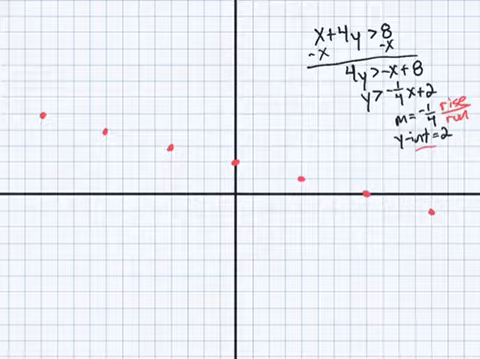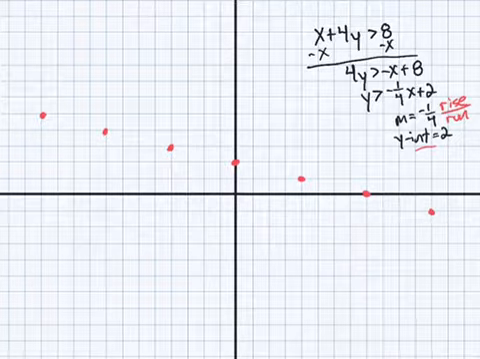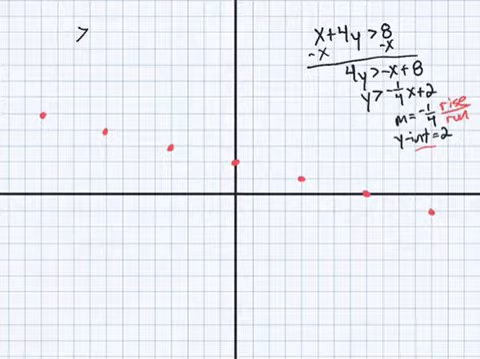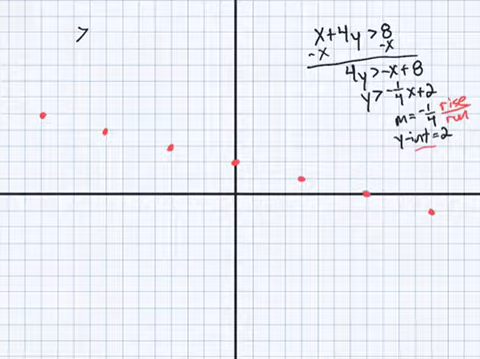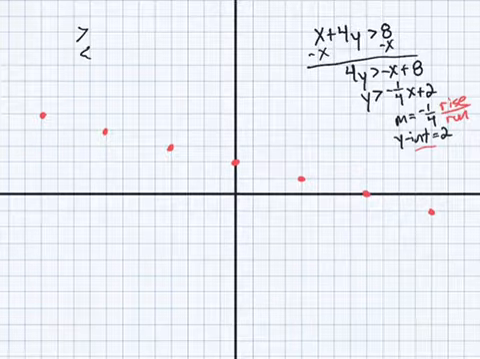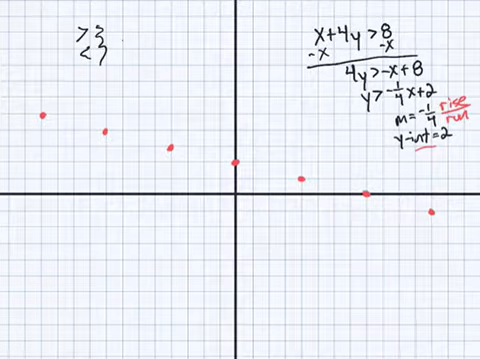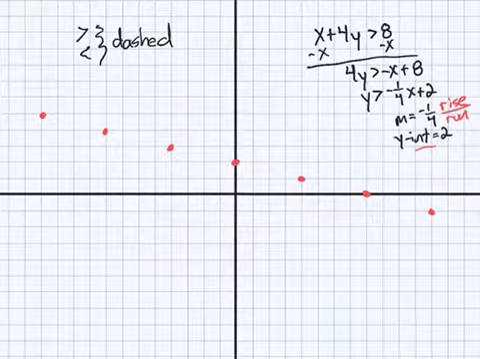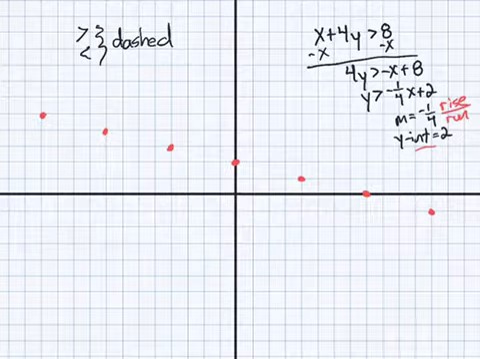Now I'm going to take a look at my inequality. So my inequality is a greater than. If I have a greater than or a less than, without the equal to, these are going to create dashed lines because we don't want to include that value in the graph. So we're using a dashed line to indicate that it's everything beyond the line, but not the line itself.